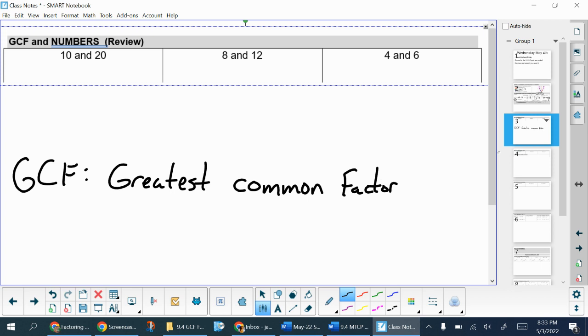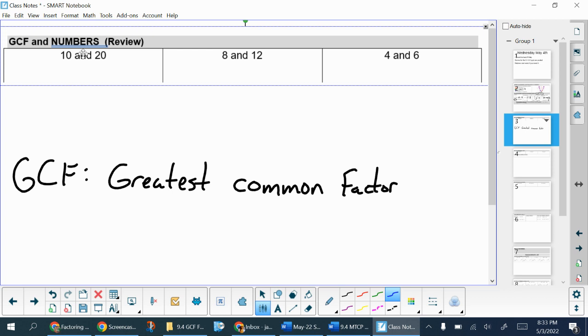Somewhere around the room, you should have some factor charts that have been printed out and laminated. If you can find those, that would be great. It would help you out a lot. I'm going to go ahead and list out factors of these numbers, but we're looking for the biggest number that goes into both of those numbers. That is the greatest common factor.